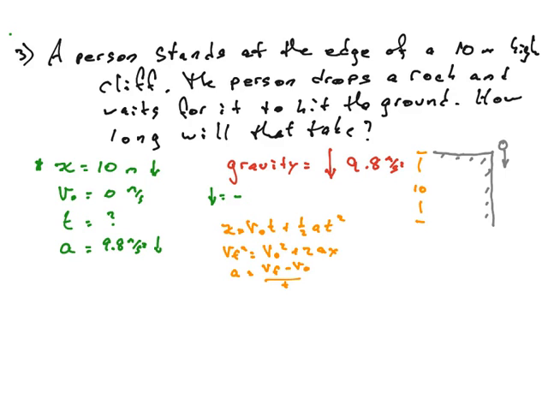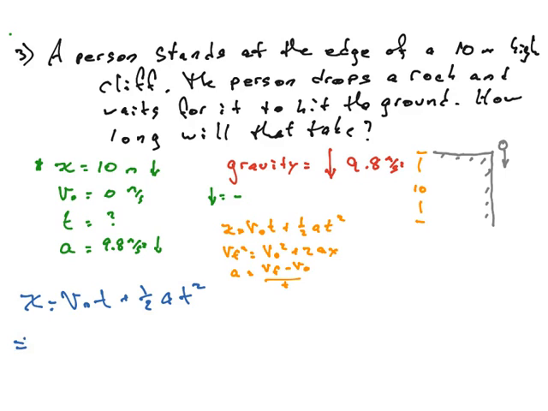All right, so which of these equations can I use? Can I use the first one? I'm looking for T. There's a T in the equation. Do I have X? Yep. Do I have V naught? Yes. Do I have A? Yes. Okay, I could use the first equation. So let's use it. X equals V naught T plus 1/2 AT squared.